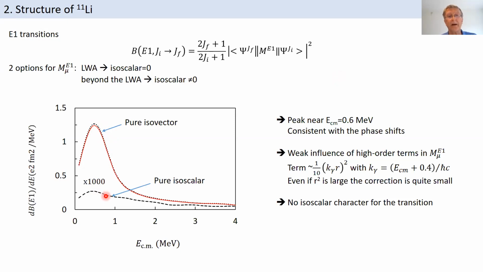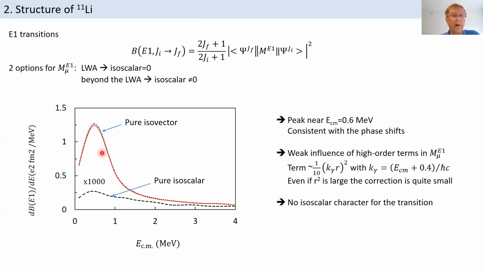And as you can see, this isoscalar contribution is quite small. It has been multiplied by 1,000. And this can be understood rather easily. There is a correction by a term which is proportional to this factor. For lithium-11 and other halo nuclei, the radius is large, so this R may be expected to be large, but K gamma, which is defined here, is quite small. And then this factor is much lower than 1.